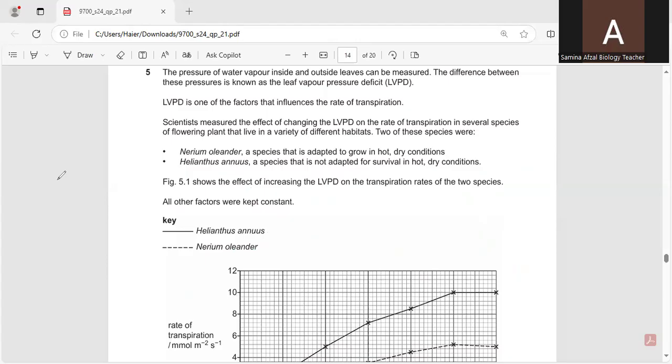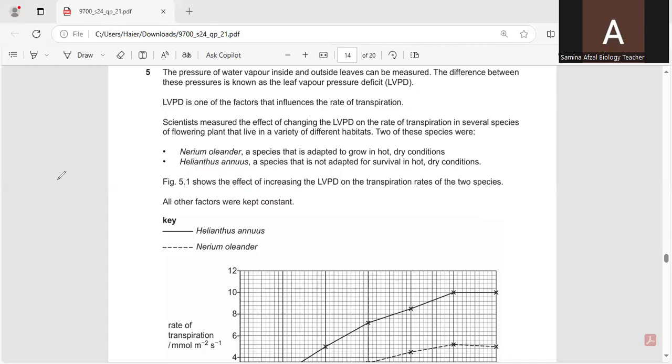Scientists measure the effect of changing the LVPD on the rate of transpiration in several species of flowering plants that live in a variety of different habitats. Two of these species were Nerium oleander, a species that is adapted to grow in hot, dry conditions, and Helianthus annuus, a species that is not adapted for survival in hot, dry conditions. One species can survive in hot, dry conditions, the other cannot.